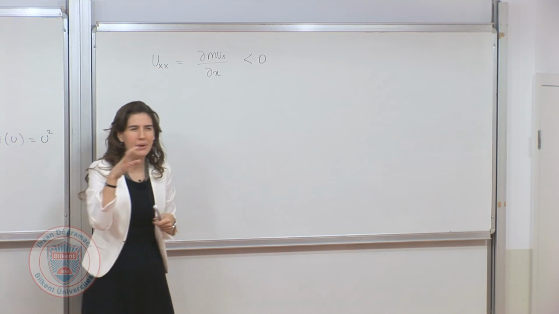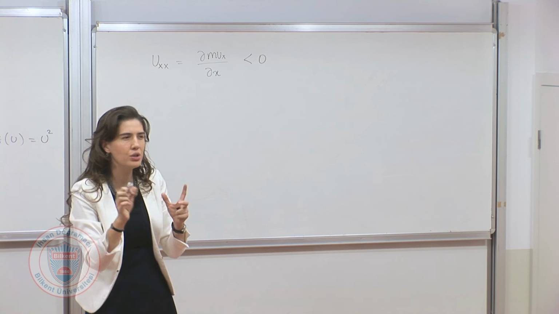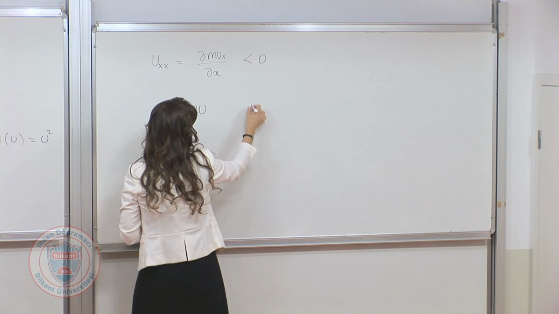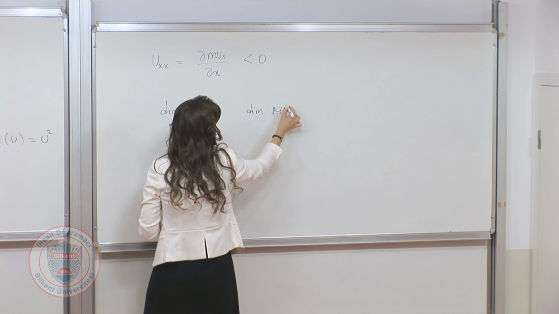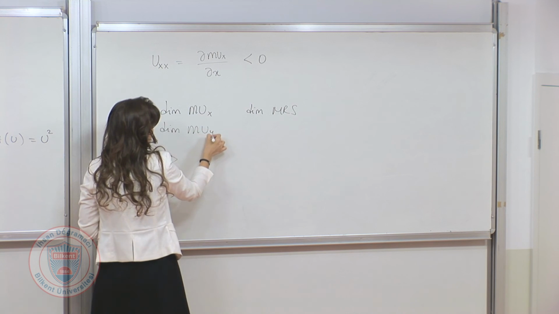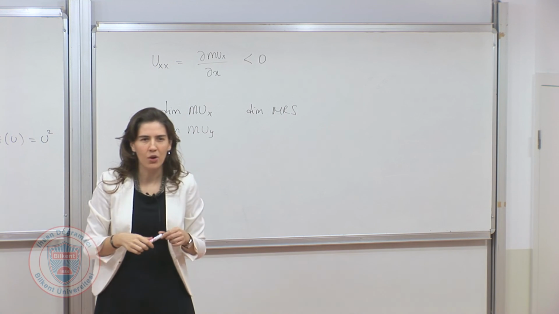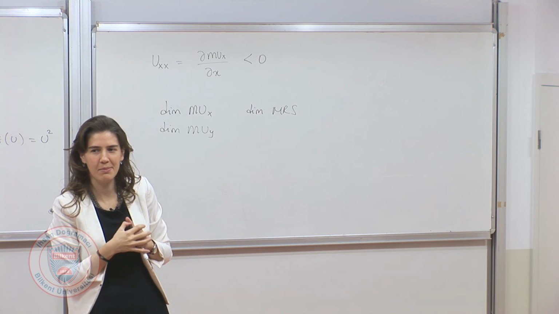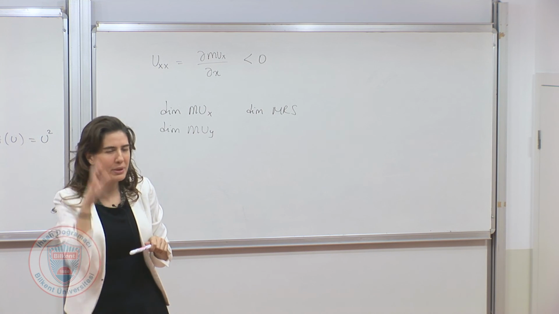And then we said that we try to link this marginal utility, so diminishing marginal utility, and diminishing marginal rate of substitution. So were these the same or not? Were they the same? No, right? So remember we talked about this.